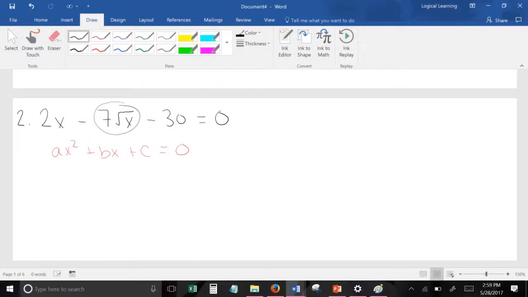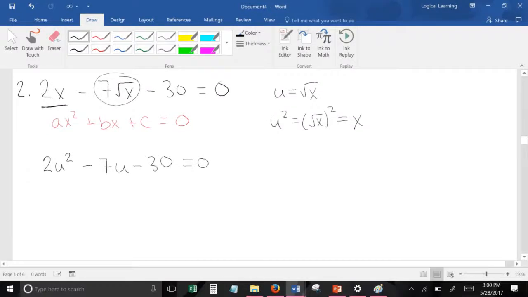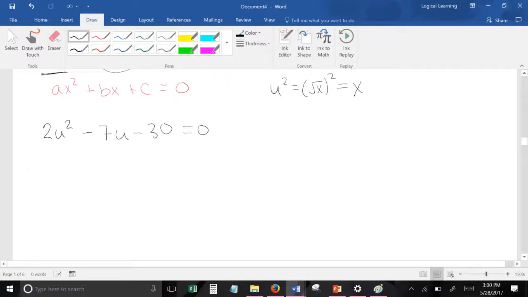Sometimes it's not, and you're going to have to check it out, but it's always good to look at this middle term first and see if we make u root x, what is u squared? Well, it's root x squared, which is just going to be x, and that is in fact our first term. So we know that that'll work out nicely. So we have 2u squared minus 7u minus 30 is equal to 0.